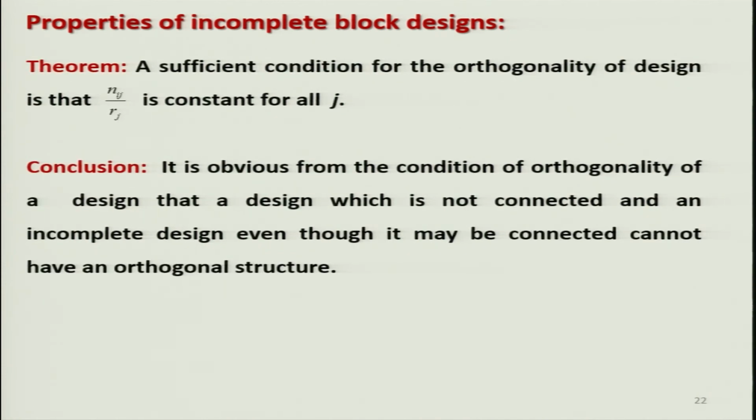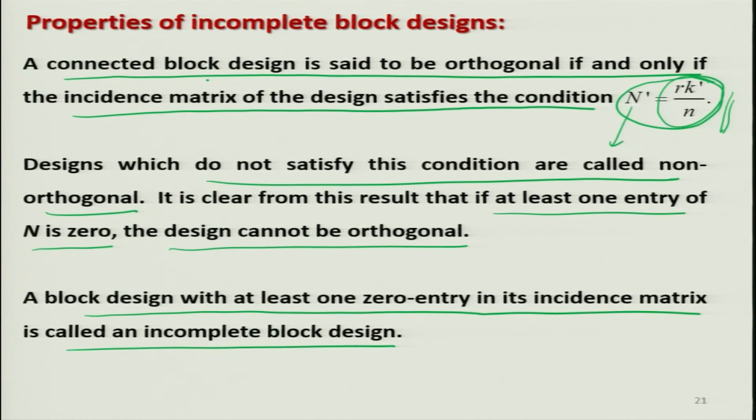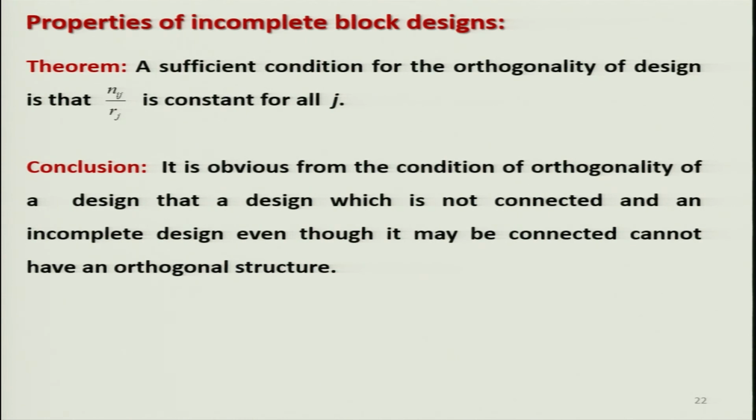Now, we have here a sufficient condition. Remember one thing, this condition what you have used here, N transpose is equal to R K transpose upon N, is a necessary and sufficient condition, and we have only here a sufficient condition for the orthogonality of the design, that Nij upon Rj is constant for all j. But remember one thing, this is only a sufficient condition, right.